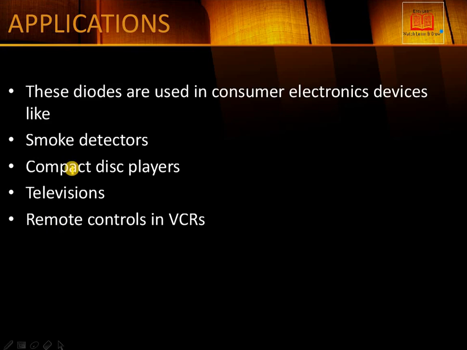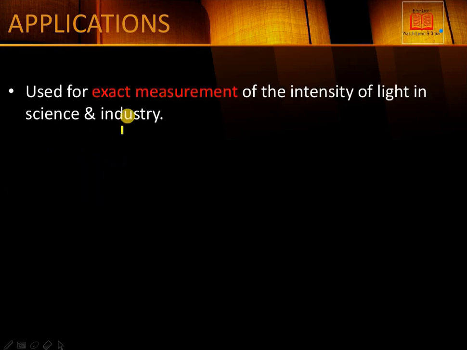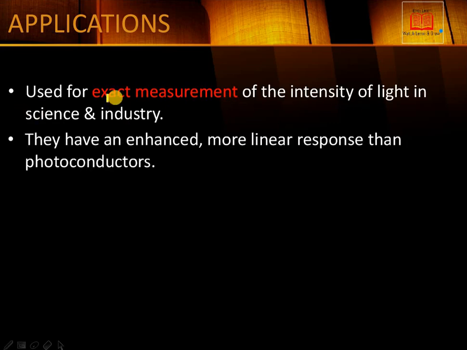And these are some applications. Smoke detection, we use these; compact displays, televisions, remote controls, and in mobile phones as well. Also nowadays you can see that in mobile phones for brightness control there is an auto brightness function. Auto brightness can basically be controlled by using photodiodes as well. They are used for exact measurement of the intensity of light in science and industry. This is a very important application, but they have an enhanced, more linear response, once again using the linear characteristic, than the photoconductors.